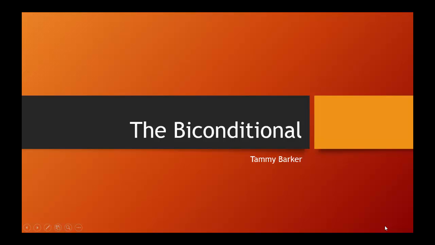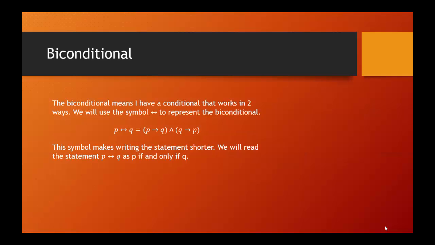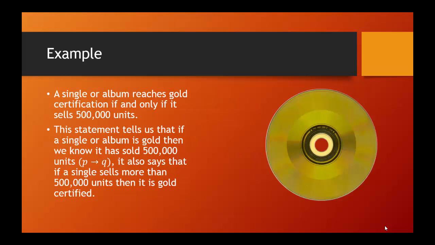We're going to take a look at the biconditional. The biconditional means I have a conditional that works in two ways. We're going to use this double-headed arrow to represent the biconditional. What the biconditional really means is that P implies Q and Q implies P. So using this double-headed arrow makes the statement a lot shorter to write. We're going to read this double-headed arrow, P double-headed arrow Q, as P if and only if Q.